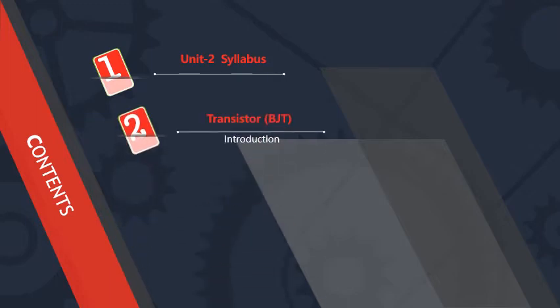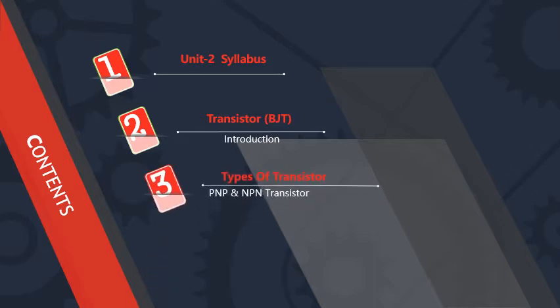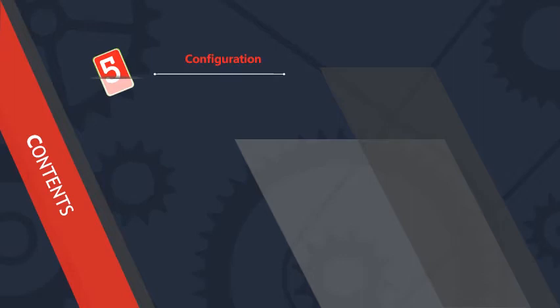What is transistor, bipolar junction transistor, in short BJT, the classification of transistor like NPN transistor and PNP transistor. After, we will move on the working principle of the transistor. Next, the configuration of the transistor like common base, common emitter and common collector configuration. We will discuss these topics one by one.